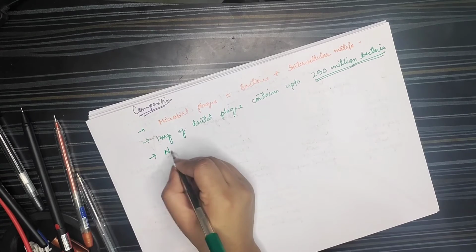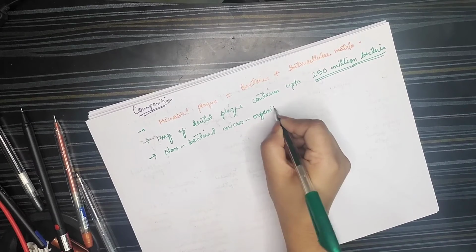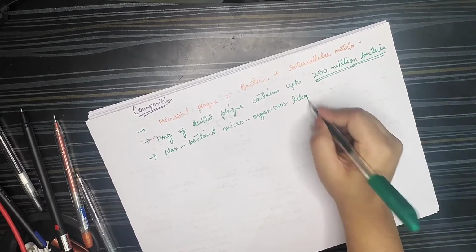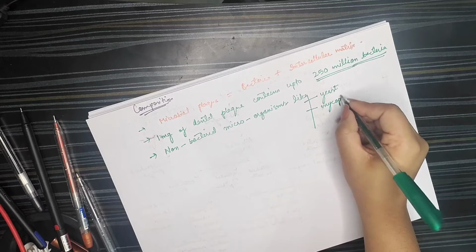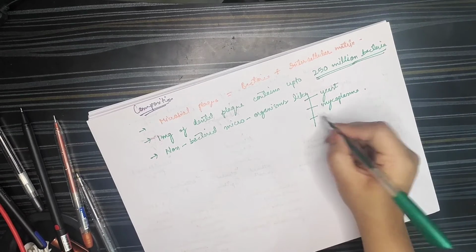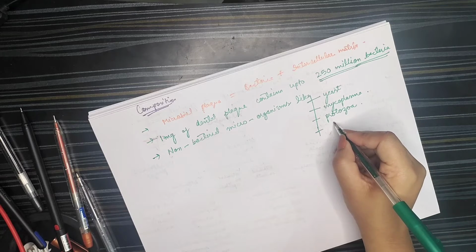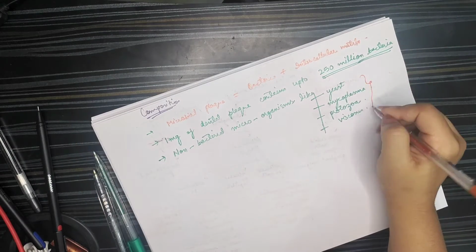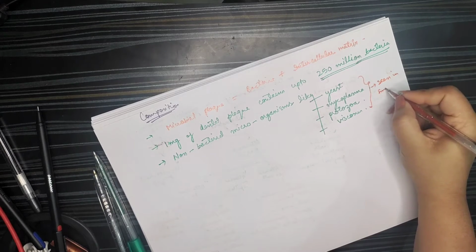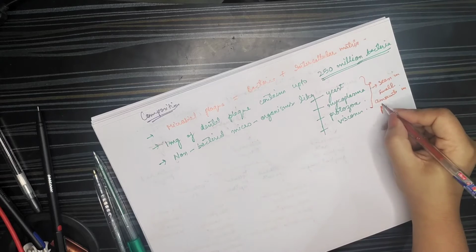And what else is in the composition? Non-bacterial microorganisms like yeast, mycoplasma, protozoa, and viscosus are also seen in small amounts in plaque.